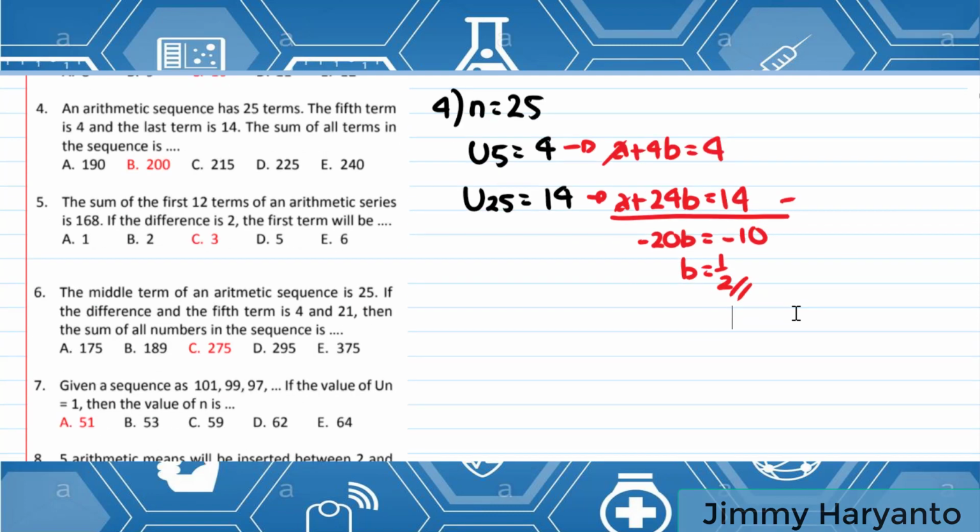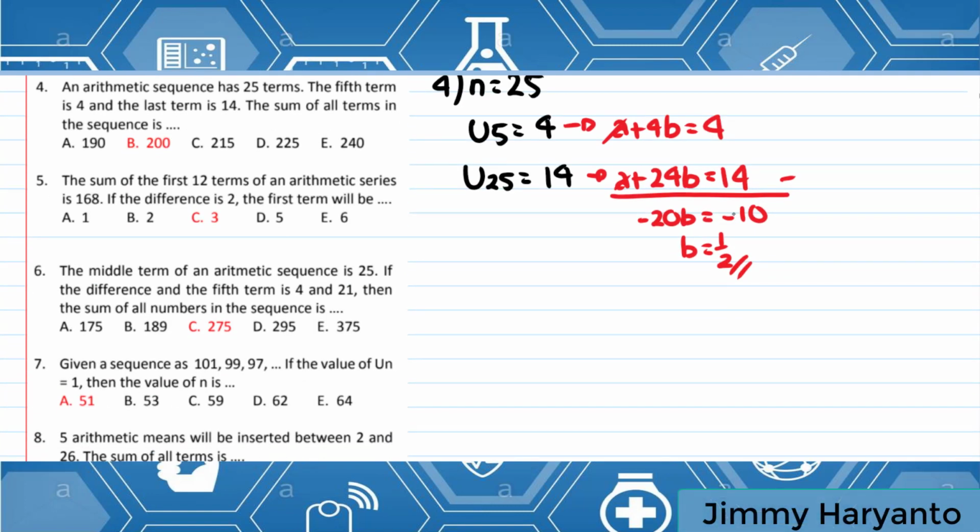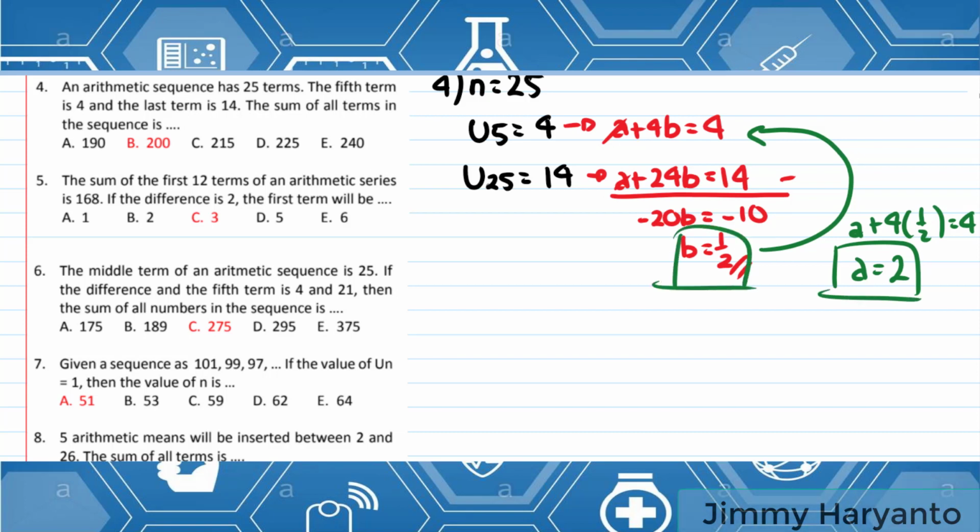This is b. And then I have to find the a, right? So put it in this equation. a plus 4 times b, b is half, equals 4. So a equals, this is 2, 4 minus 2 is 2. Okay, I get a and b.